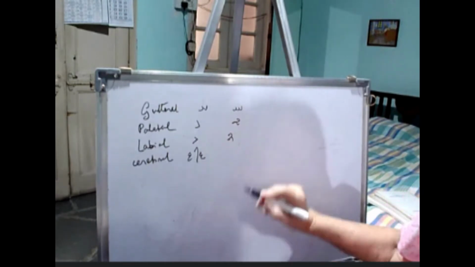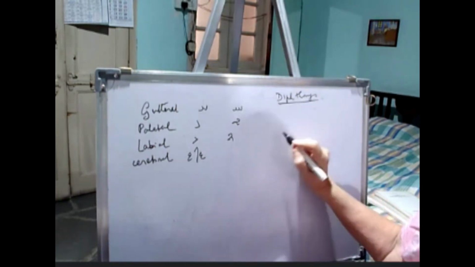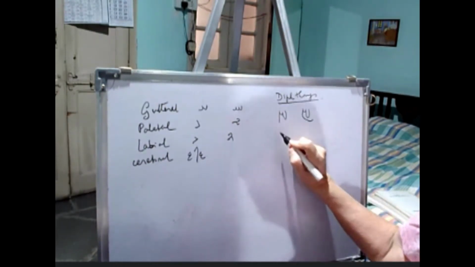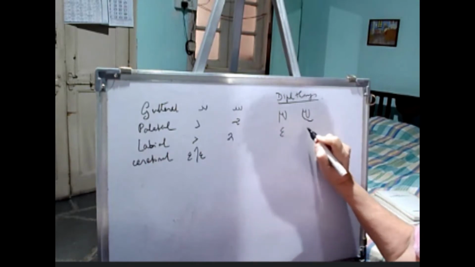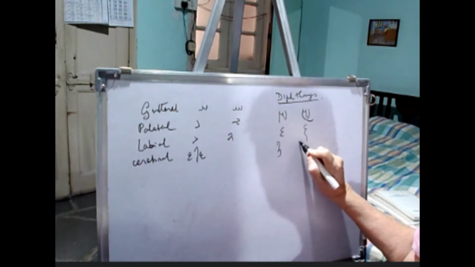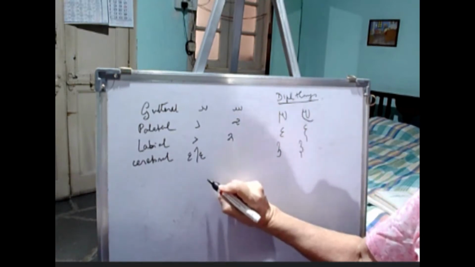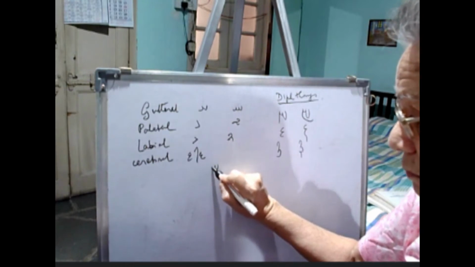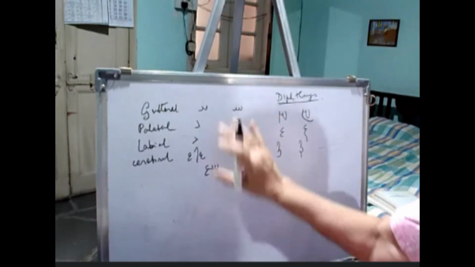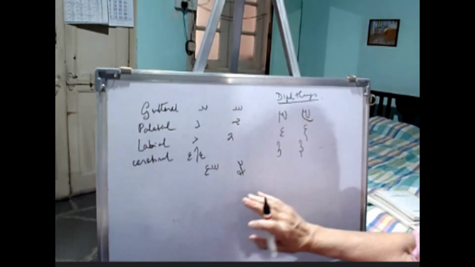Then there are diphthongs. The others are diphthongs: e and ai, o and au. So these are diphthongs, and the special vowels are am and ah. So we have got 4, 7 and 6, 13, 14, 15. So 15 vowels are there.